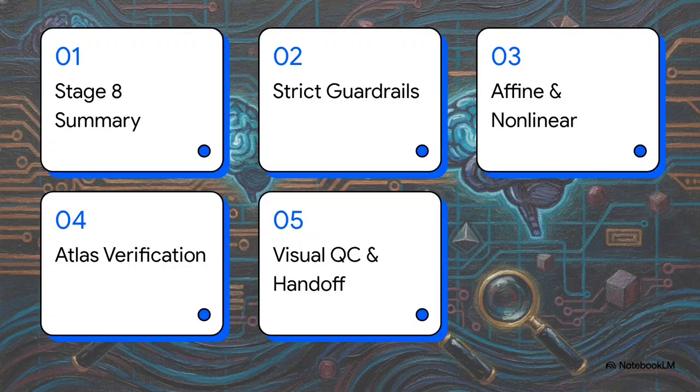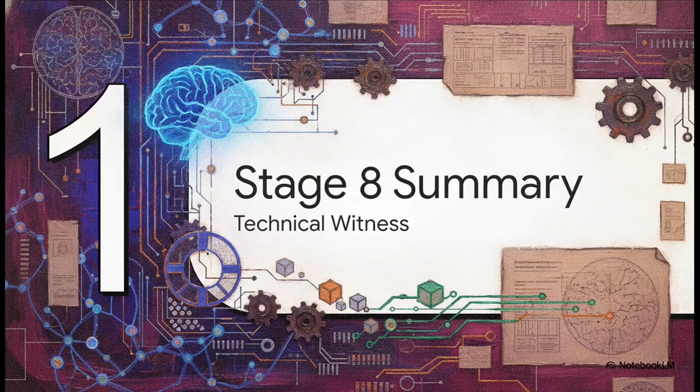To give you a quick roadmap, here's what we'll be looking at today. We'll start with the Stage 8 summary, then look at the strict technical guardrails, move on to affine and nonlinear alignment, check out the Cerebra A Atlas verification, and finally, wrap things up with visual QC and handoff. All right, kicking things off with Section 1. The Stage 8 Summary, which acts as a technical witness document.